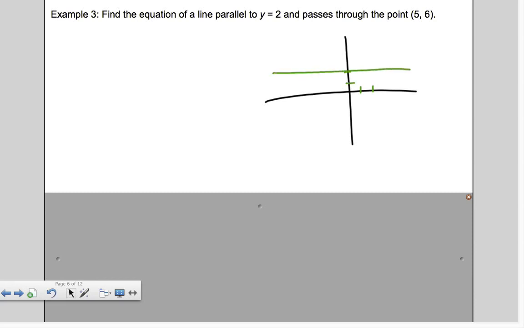So what's our slope really? What's the slope of this equation? It's not undefined. It's 0, 0x, right? So the slope is 0, it's flat. So here we go, y is equal to 2. So we want a line that's parallel to this that passes through 5 comma 6. So what would that equation be?